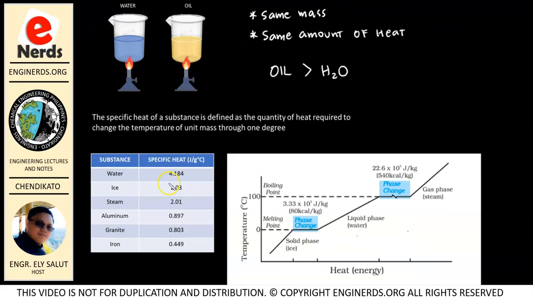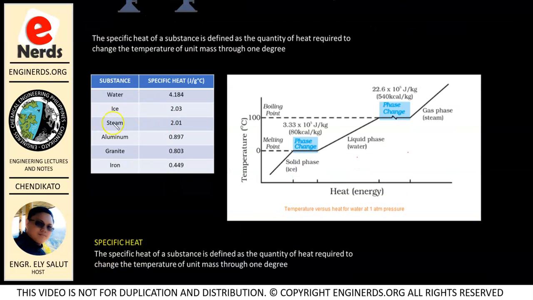Have a look at this table in here. So as you can see, water, ice, and steam are all water in different states, right? But in spite of that, they have differences in specific heat. Water has a higher specific heat with 4.184 joules per gram degree Celsius. Ice has 2.03 and steam has 2.01 joules per gram degree Celsius. So what does that mean? It means that if the material has a higher specific heat, it has more capacity to take heat. So therefore, it takes longer for the temperature to increase.